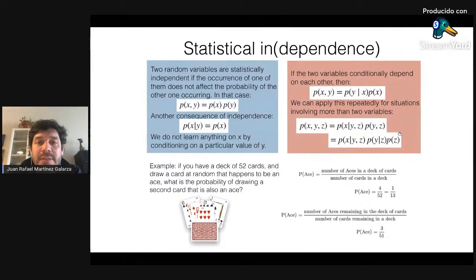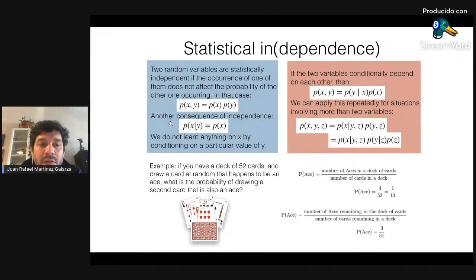So I was just mentioning statistical independence. Basically, we say that random variables, which are variables describing the outcomes of this kind of statistical experiments, are independent if the occurrence of one of them does not affect the probability of the other one occurring. So if your two coin tosses are independent, if the outcome of the second toss is not affected by the outcome of the first one, then those two events are statistically independent. And in this case, you can write the joint distribution of the two events happening as the product of the individual probabilities of each of them happening independently.